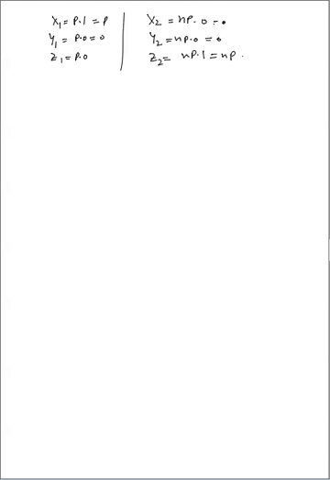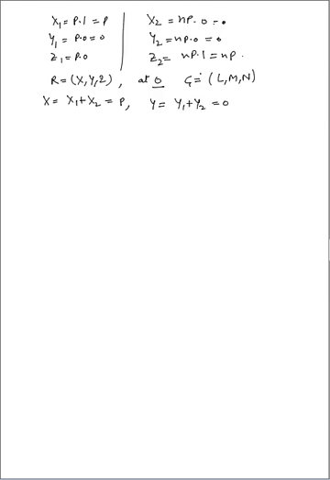So if the system reduces to a single force R, which we can write as X, Y, Z acting at a point O, and a couple G which we denote by L, M, N, then we can write X is equal to X1 plus X2 is equal to P, Y is equal to Y1 plus Y2 is equal to 0 because both of them are 0, and Z is equal to Z1 plus Z2 is equal to 0 plus NP, which is NP.